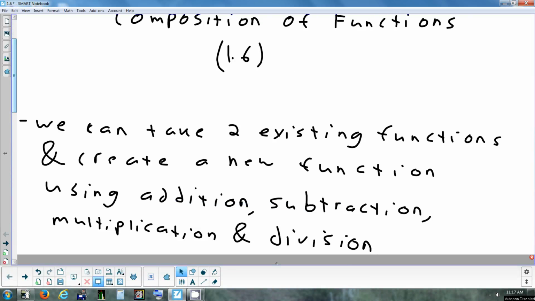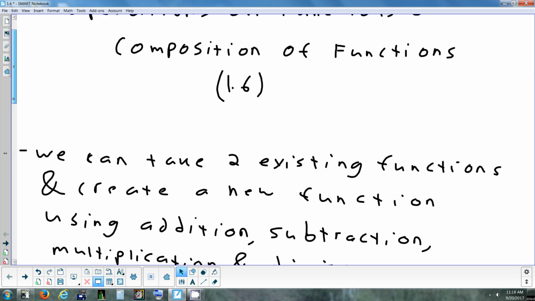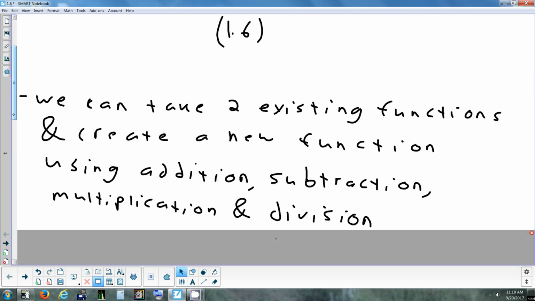One way to combine two functions that are separate into one function is to use any one of the four basic operations. We can take two different functions and add them together, subtract them, multiply them, or divide them. Okay, another way we can combine functions together is composition. So that'll be the last thing that we look at.